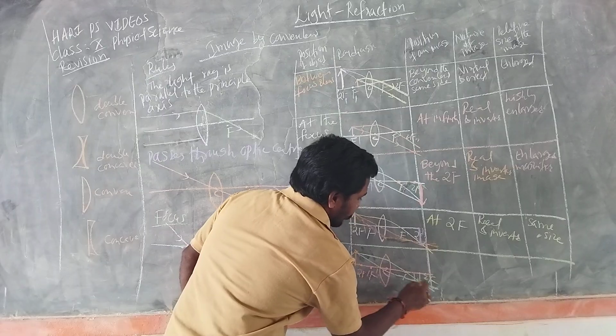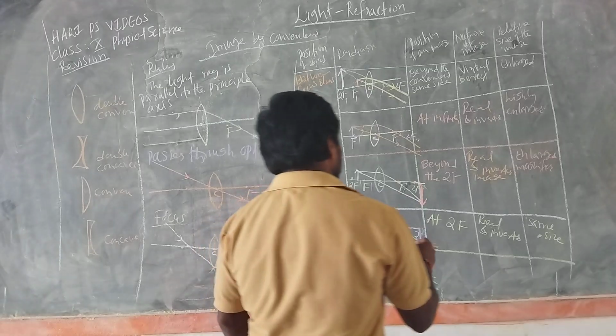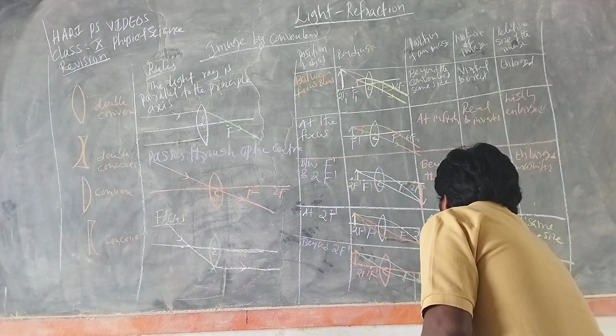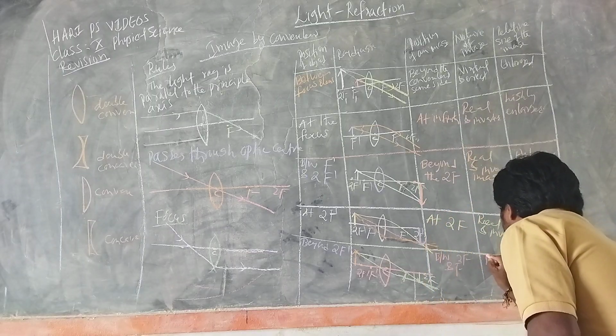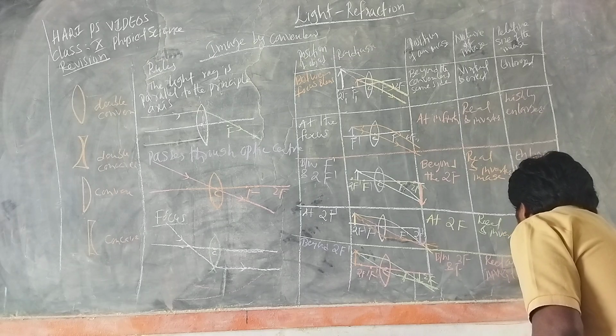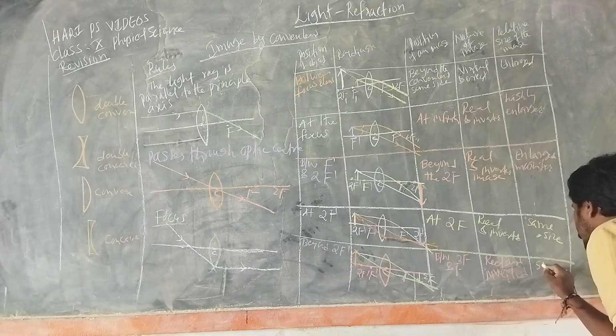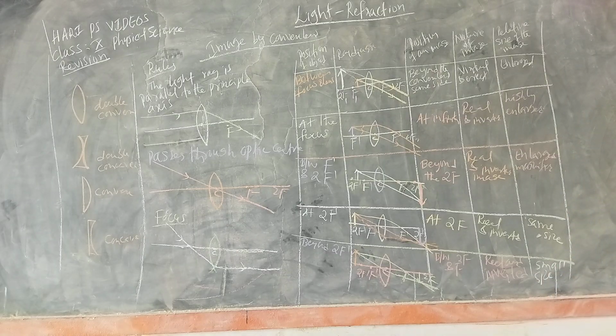Here is 2f, here f and 2f. The image is formed between f and 2f. As usual, it is real and inverted, and small in size. So this is about the formation of an image by a convex lens.